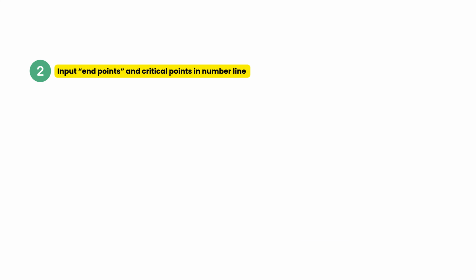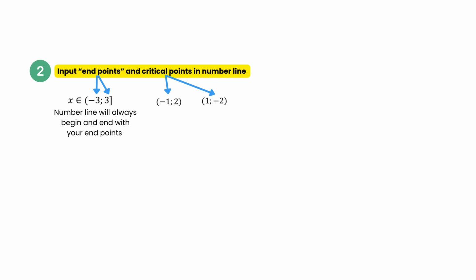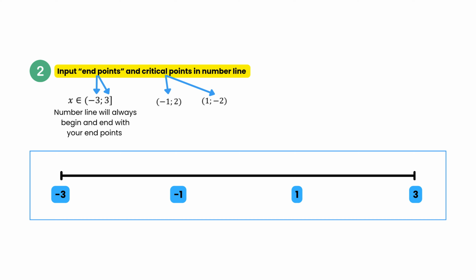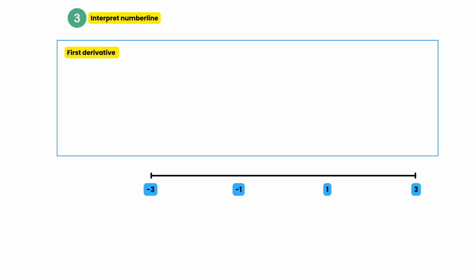For our second step, we're going to place the critical points on a number line along with the endpoints. Make sure the number line is in the correct order, small to large, and remember, we only use the x values of the critical points and the endpoints. The last step is to interpret the number line. We do this by using the first derivative as a sign test.